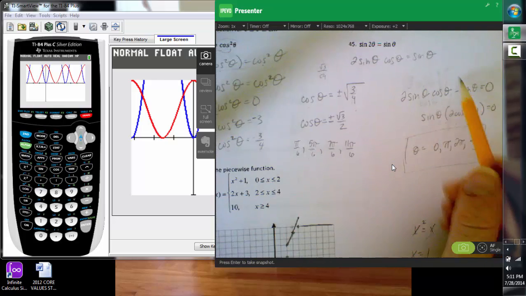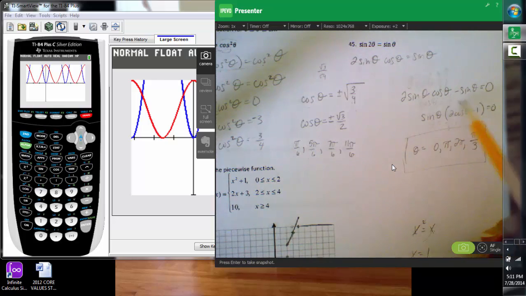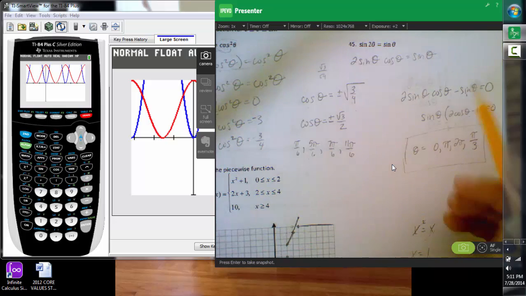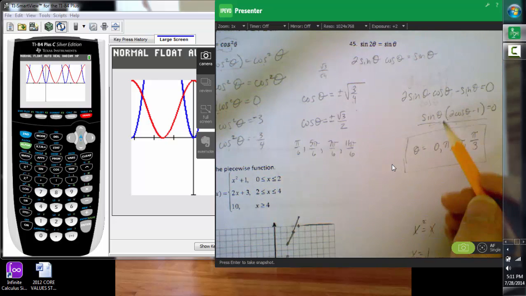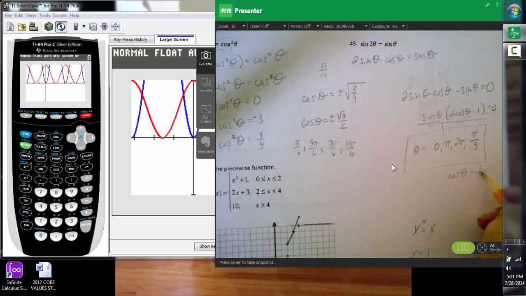Don't just divide both sides by sine. You need to subtract sine from both sides, factor out a common factor of sine. So now you have a t-chart that says a number times a number equals 0. So either sine of theta equals 0, in which case theta would be 0 or pi, or 2 pi, or 2 cosine theta equals 1, so that cosine theta equals a half, and that would be, where does cosine equal a half? At pi over 3.